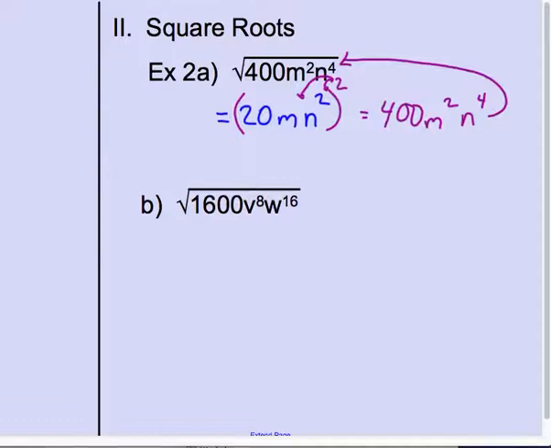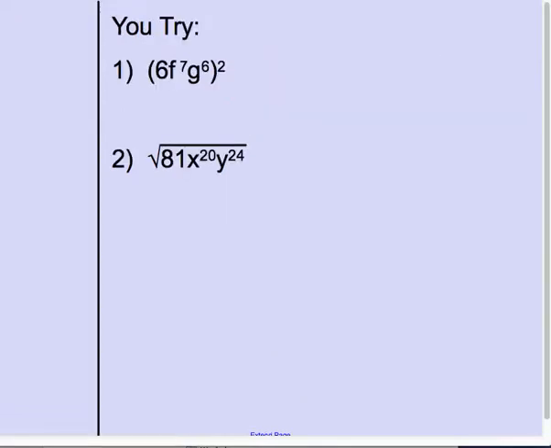One last example, square root of 1600 is 40 because the square root of 16 is 4 and we cut the zeros in half. And then we just have to cut the exponents in half. Half of 8 is 4. Half of 16 is 8. And a couple of U-try problems.